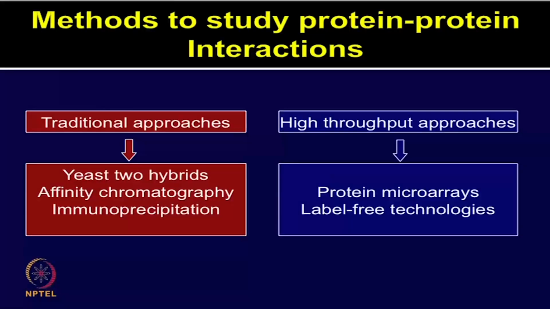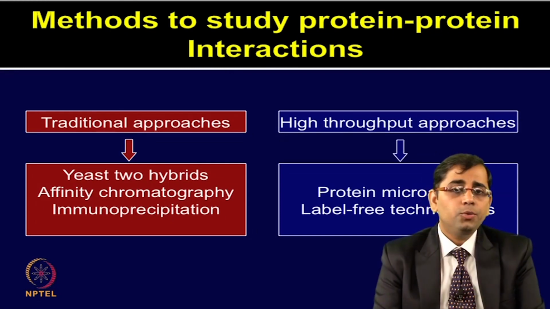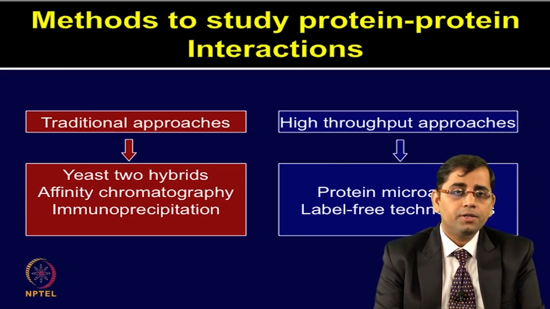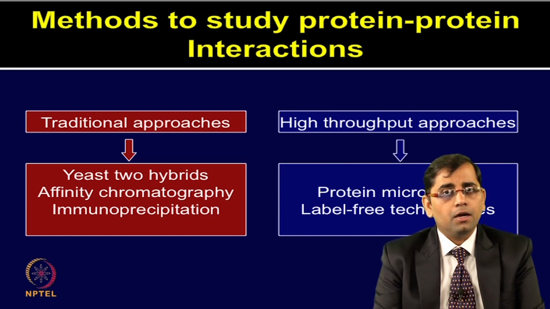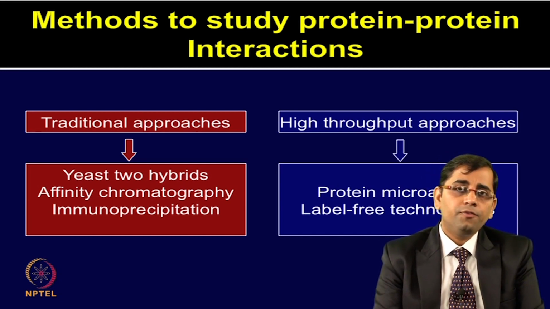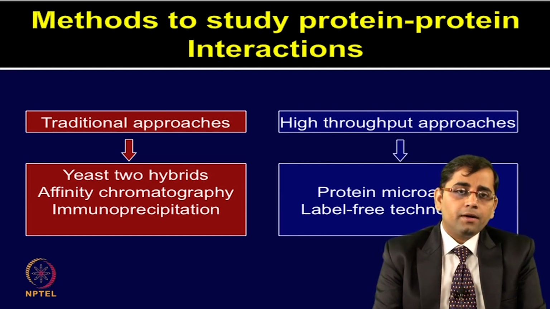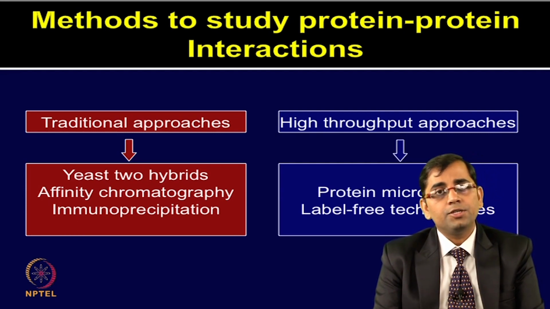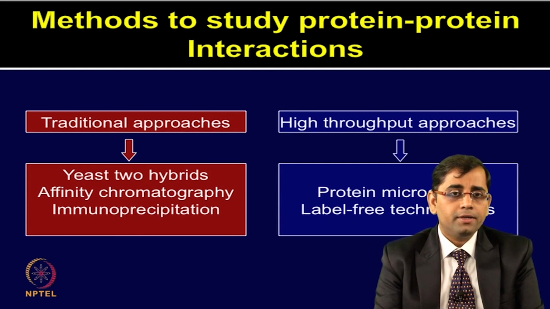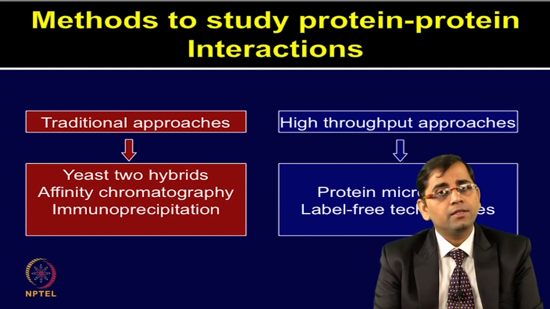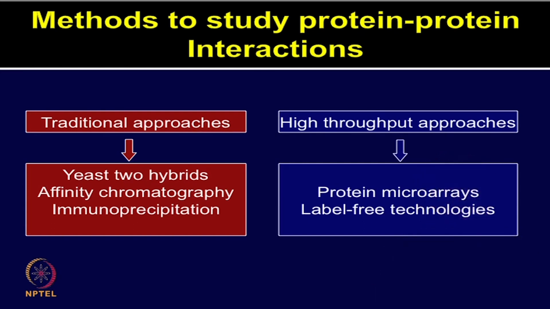The traditional approaches, which are very popular and used as classical experiments to establish any protein interactions. However, nowadays there are quite a few high throughput approaches emerging which are making their mark in the interactomics field. The traditional approaches include yeast-2 hybrid, affinity chromatography and immunoprecipitation, and more recent approaches include protein microarrays and different types of label-free technologies. We will delve on the traditional approaches in this lecture.